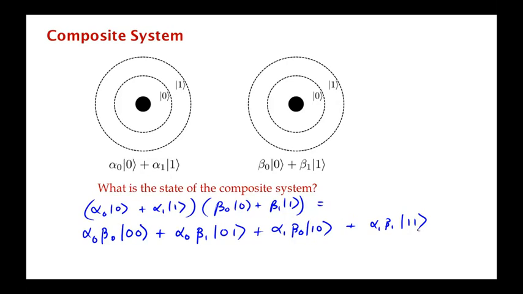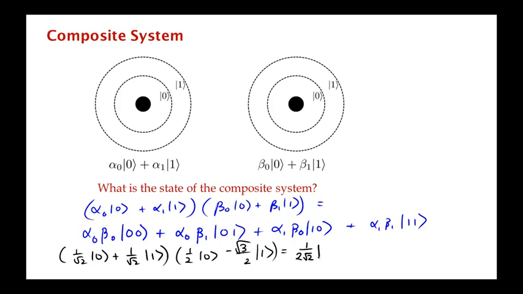So for example, suppose the states of the 2 qubits were, the first one was in the plus state, and the second one happened to be in the state 1 over 2 |0> minus square root 3 over 2 |1>. Then the composite system is in the state, well, 1 over 2 square root 2 |00>, minus square root 3 over 2 square root 2 |01>, plus 1 over 2 square root 2 |10>, minus square root 3 over 2 square root 2 |11>. Okay, so that's quite simple.